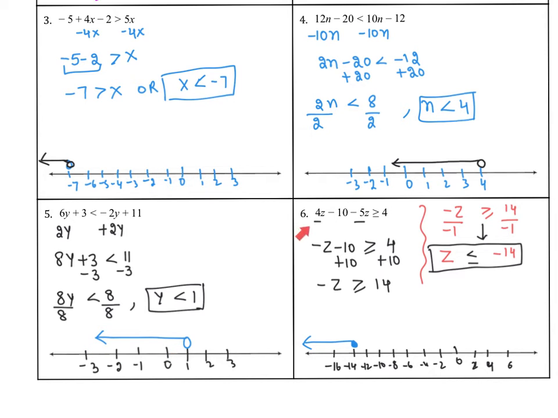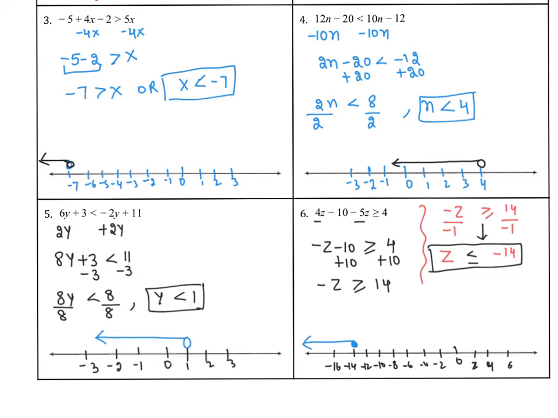For number 6, you're going to combine the like terms. So 4z minus 5z is negative z, minus 8 greater than or equal to 4. Plus 10 on both sides, you get negative z greater than or equal to 14. To remove the negative, you're going to divide by negative on both sides. When you divide by a negative, remember to switch the inequality, so z is less than or equal to negative 14.